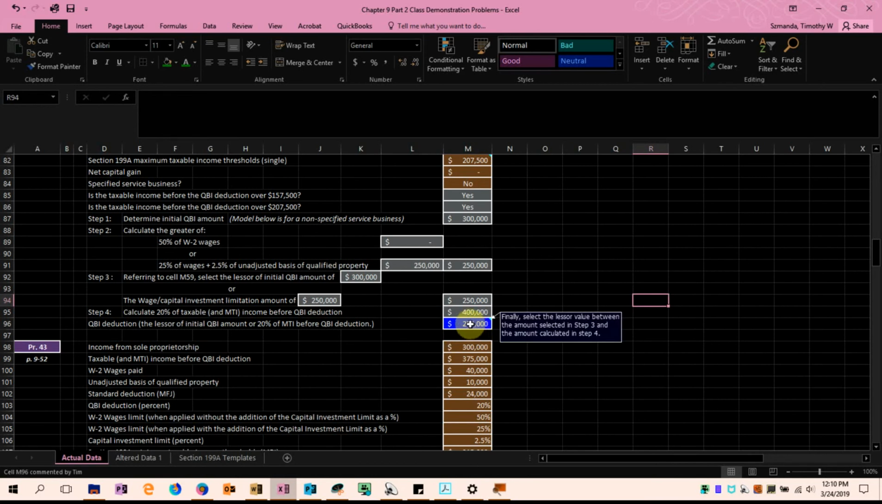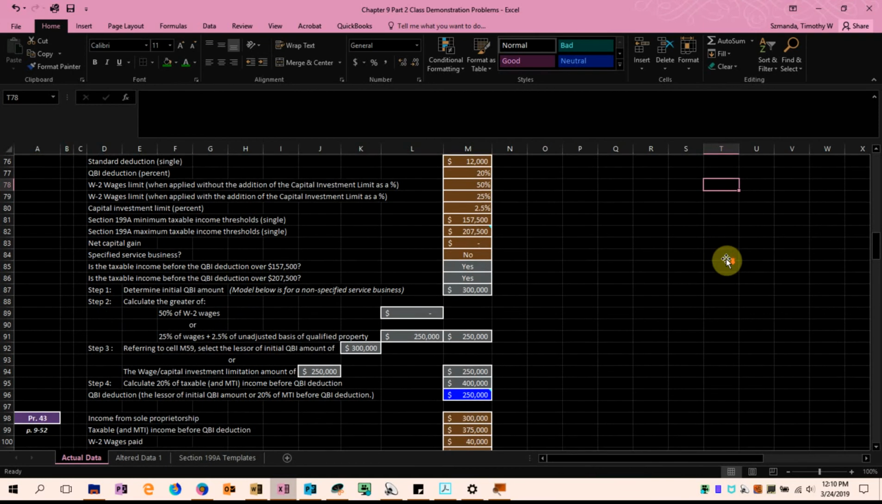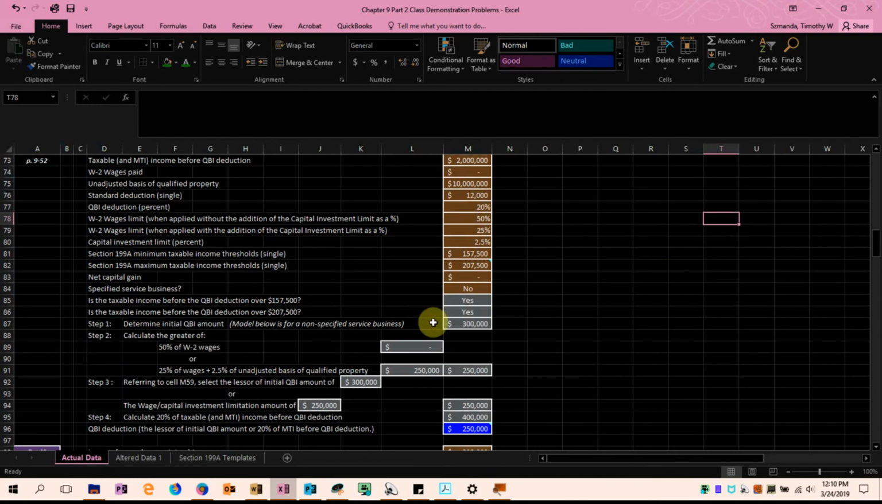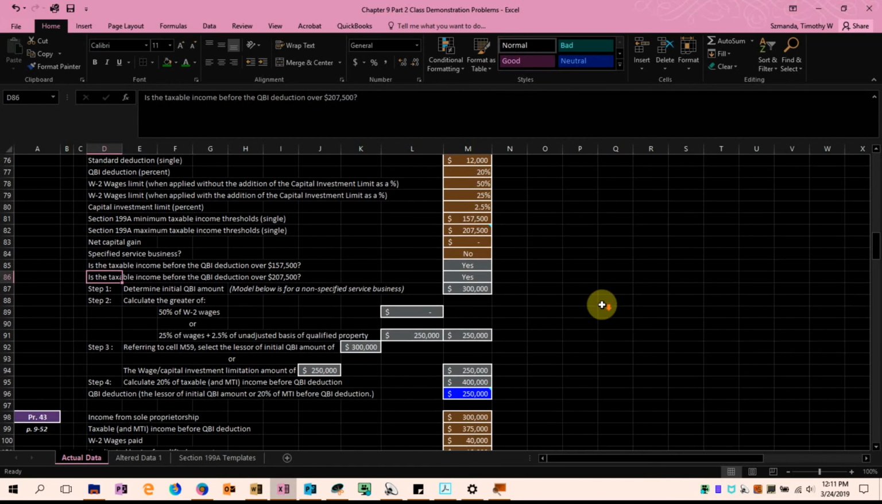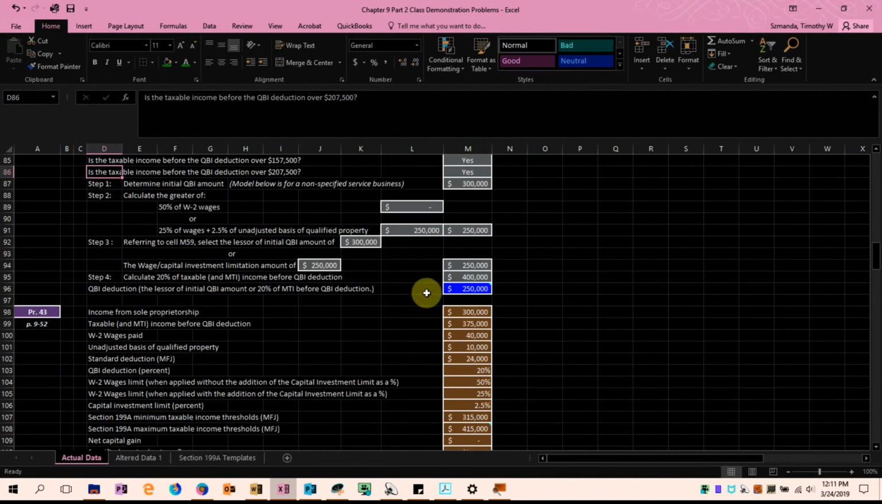So here the limitation did come into play because his income far exceeded the thresholds for the taxable income for a single person. All right, so that's a case where, was it a specified service business, which we'll talk about later? No, so we don't need to worry about that. Did it exceed the lower and upper threshold? Yes, it did. And then now that's going to mean we are going to have to, as I said, include these limitations to determine the amount of the deduction.